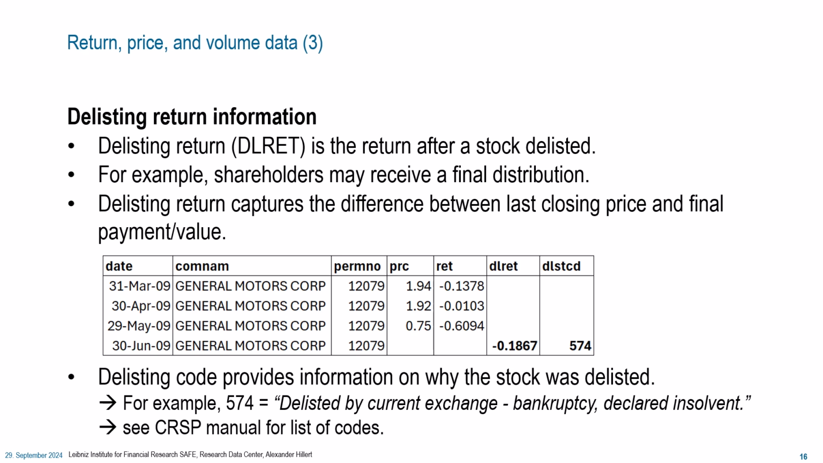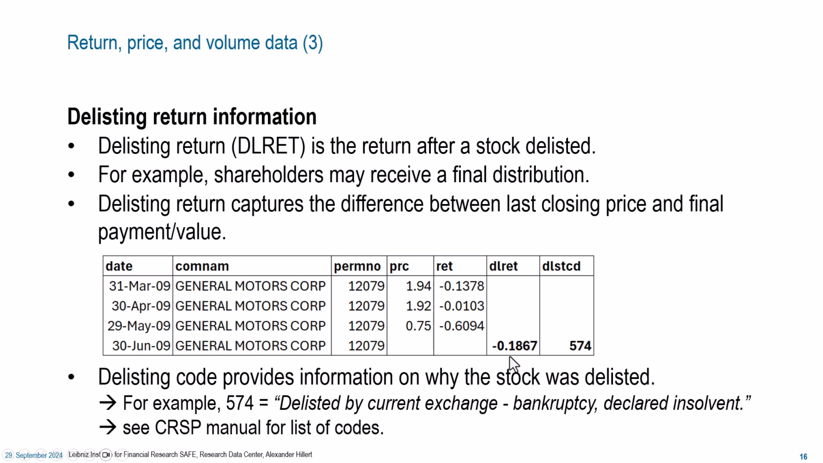Let's come back to our General Motors example, and as we talked about earlier, the company filed for bankruptcy in 2009. And you see that the last full month for which we have information, in the sense of non-missing price and return data, is May 2009. Here we have a return of minus 60%, which makes sense because GM is already in trouble. You see that the share price has dropped to 75 cents. And then during June, the stock is delisted. Therefore, we have no closing price at the end of June and no return.